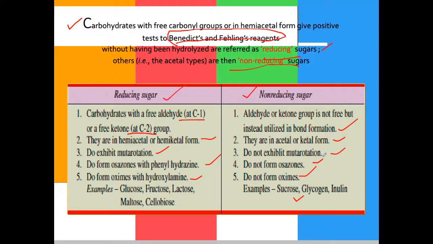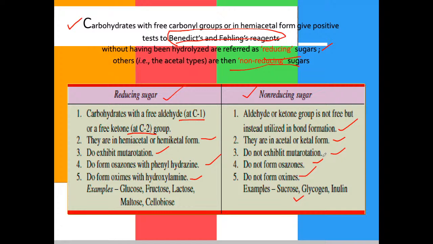Then these carbohydrates are also divided into two parts, that is reducing and non-reducing sugars. Whenever the free carbonyl group or hemiacetal group is present, they give a positive test with Benedict's and Fehling's reagents. Without having hydrolyzed, they are referred to as reducing sugars, and others are non-reducing. Reducing sugars are those carbohydrates with a free aldehyde group or free ketone group. On the other side, these are not free in the non-reducing sugars, but are utilized in bond formation.